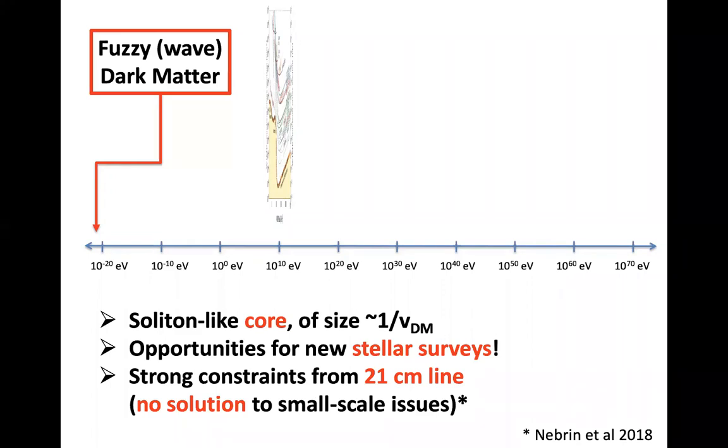I have to say that some people sell these candidates as possible solutions to known small-scale structure issues in the cold dark matter paradigm. Well, that's a bit optimistic. In fact, it has been shown that using 21 centimeter line data, there are already very strong constraints, and one anticipates even stronger constraints in the future that will essentially negate the possibility that the quantum aspects of dark matter as an elementary particle could be used to solve the small-scale issues of the CDM paradigm.